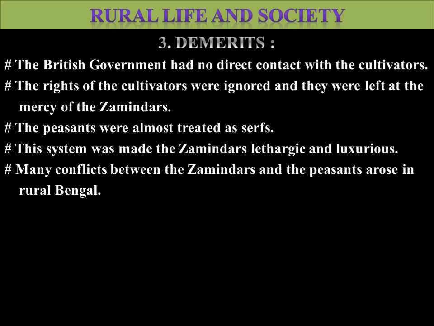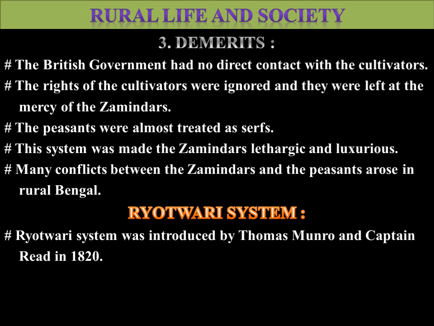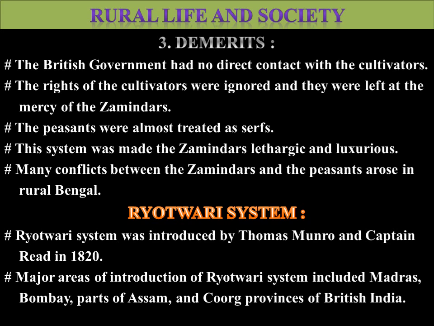Next, we are going to study about the Raitwari system. The Raitwari system was introduced by Thomas Munro and Captain Read in 1820. Major areas of introduction of the Raitwari system included Madras, Bombay, parts of Assam and Coorg provinces of British India.